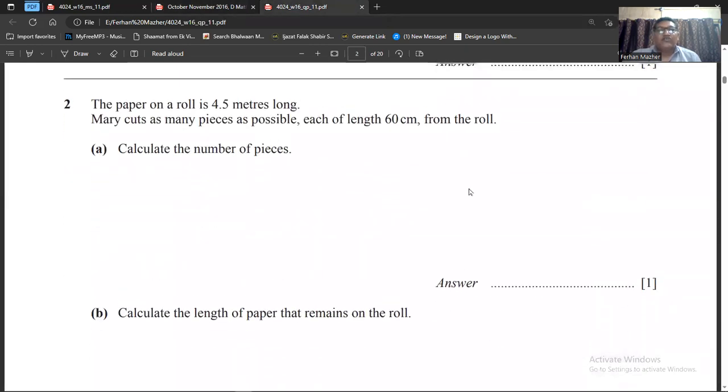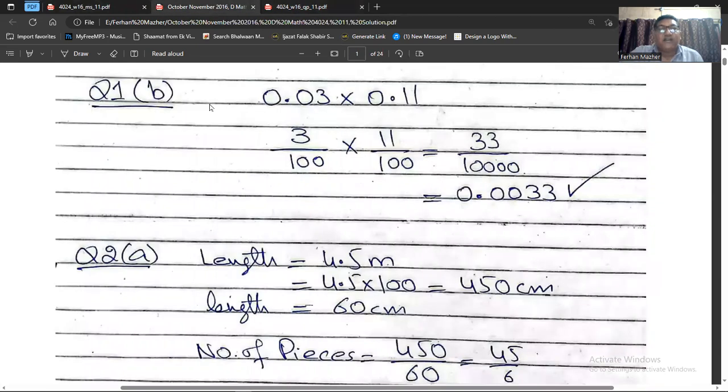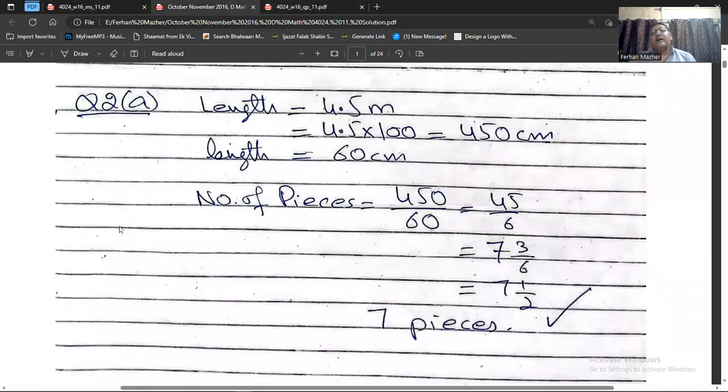Now we are going to question number 2, and it says the paper on a roll is 4.5 meter long. Mary cuts as many pieces as possible, each of the length 6 centimeter from the roll. Calculate the number of the pieces. So each piece is 60 centimeter long. The total length of the roll is 4.5 meter. So I will convert that into centimeters. 4.5 multiply 100, because in a meter there are 100 centimeters. So we will have 4.5 multiply 100. That will be 450 centimeter.